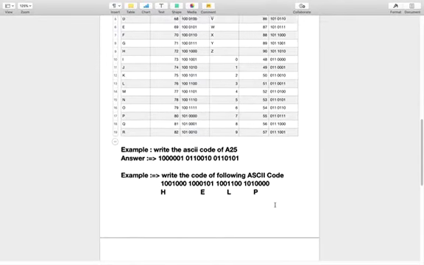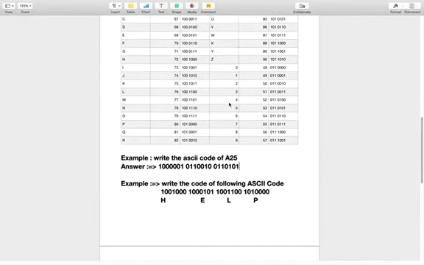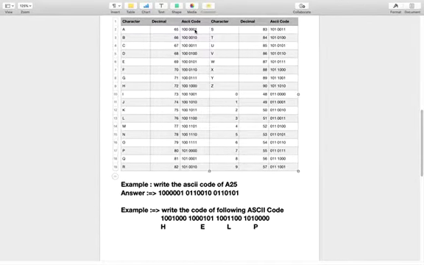Let's have an example. Write the ASCII code of A25. So we have to write the ASCII code of A25. What is the ASCII code of A? We see it here. So we write the value of the ASCII code of A, then 2 and then 5. So it is our final answer, the ASCII code of this.